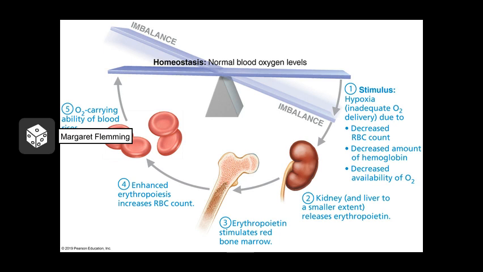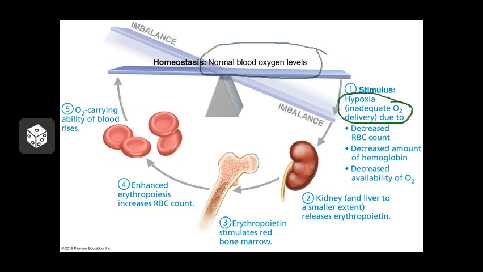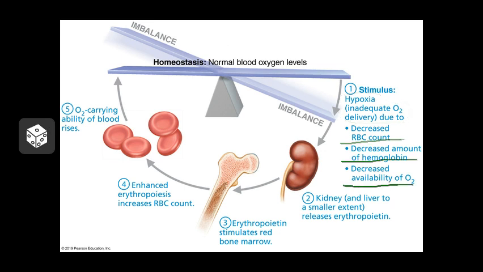Why does erythropoiesis occur? What is the trigger? Well, let's take a look at this slide and see that the major driver for the generation of more red blood cells has to do with maintaining normal blood oxygen level. Low oxygen is called hypoxia. Now, that hypoxic situation could be caused by low red blood cell count, or normal red blood cell count but low hemoglobin, or a decreased availability of oxygen.